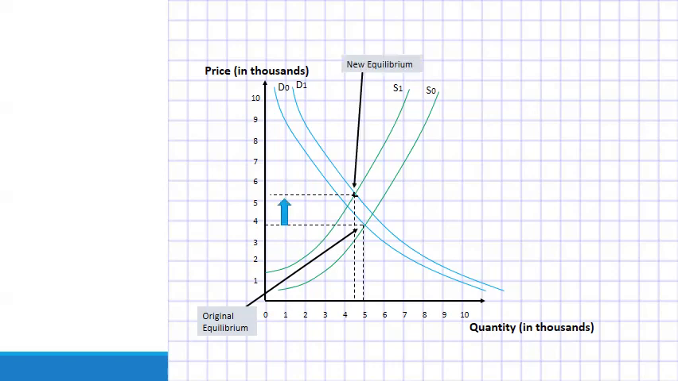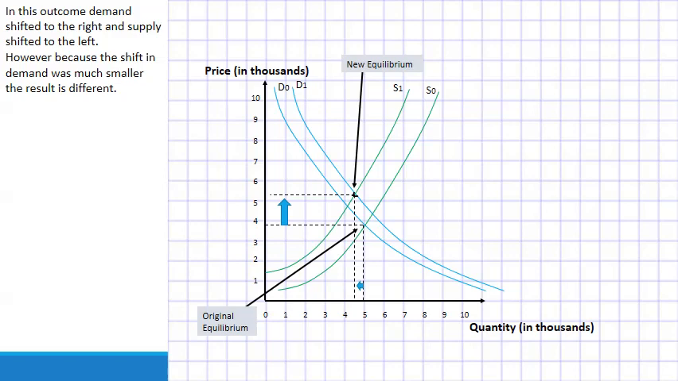So once again, we have an increase in price, which is fairly large compared to the very, very tiny little decrease in quantity. So in this instance, we saw prices increase and we saw quantity decrease, based on how things were set up in the market. So in this outcome, demand shifted to the right and supply shifted to the left. However, because the shift in demand was much smaller, the result is different. Equilibrium price rose, but equilibrium quantity fell. So we see this happening.